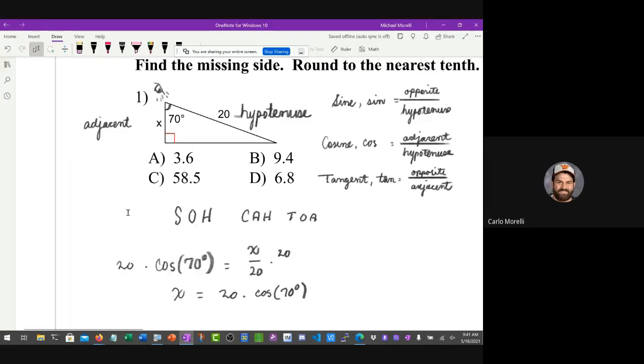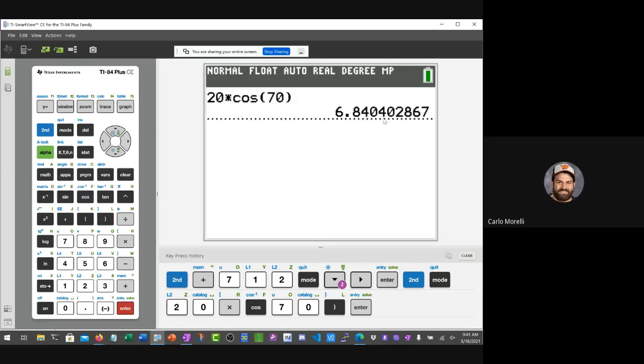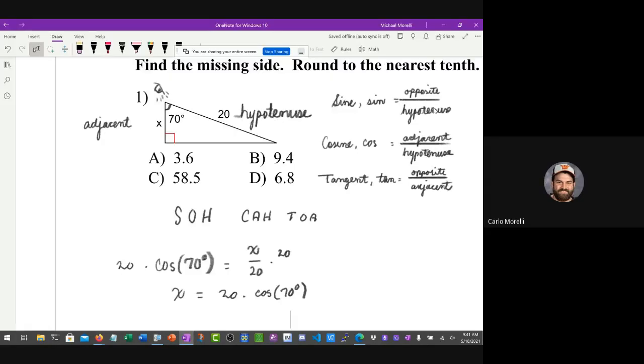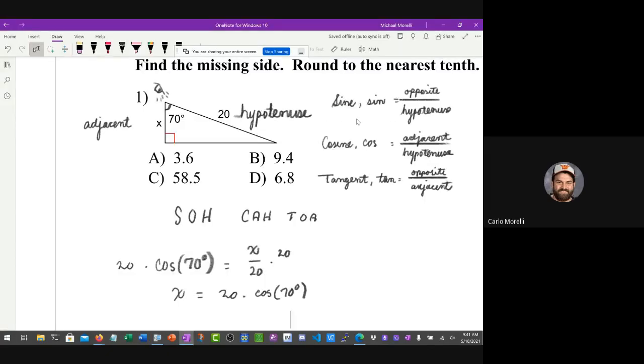Now, we're going to just type in what we need to compute. 20 times the cosine of 70 degrees. So we're going to put 20 times the cosine of 70. And it's going to be already in degree mode. When you hit enter, you get 6.840402867. They want us to round that to the nearest tenths place. So that's going to be 6.8. So the answer to number 1 is D. Okay, and that's approximate. It's approximately equal to 6.8.